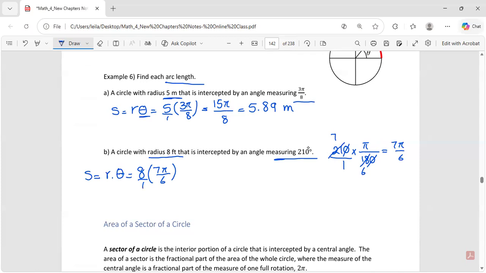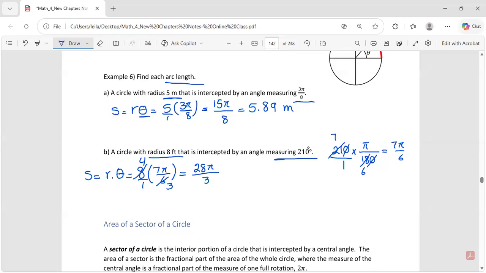When we want to simplify, we need to have common factors in the top and the bottom. 6 divided by 2, 8 divided by 2. No more common factors. Multiply across. 4 times 7 is 28 pi. 1 times 3 is just 3.